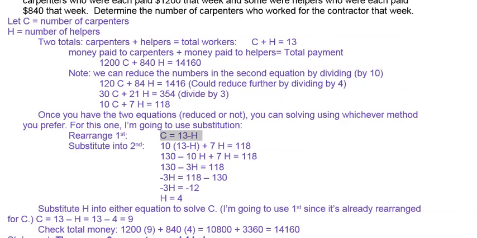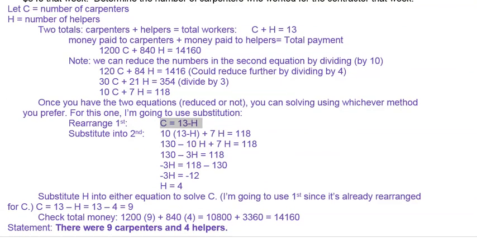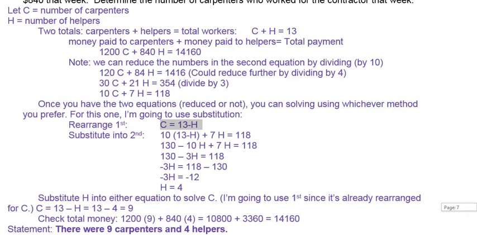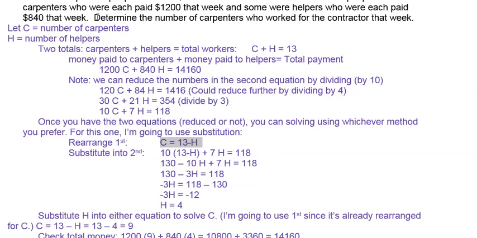So once I've done my check, don't forget, write a statement. So in this case, there were 9 carpenters and 4 helpers adequately answers the question. In fact, it goes a little further because the question really only asks the number of carpenters.